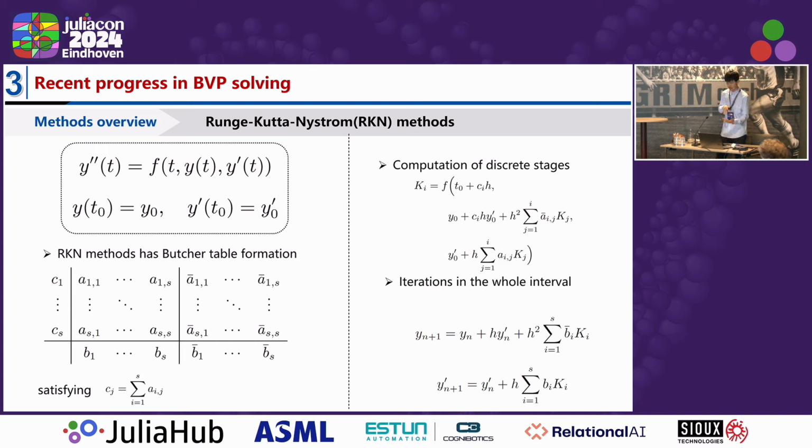Similarly, all we need is the Butcher table and the computing of the discrete stages, and then we can process the iterative computing over the whole discretized mesh, and we can get the numerical solution of a second order initial value problem.